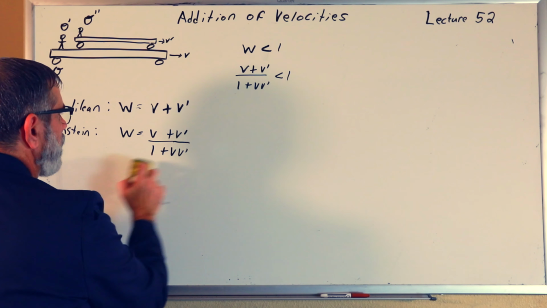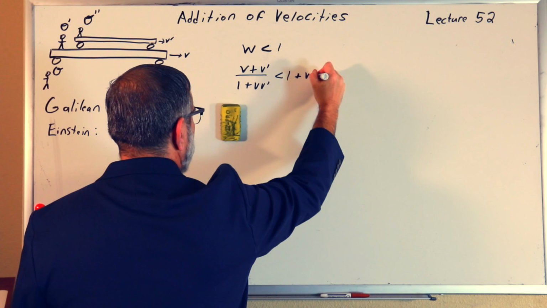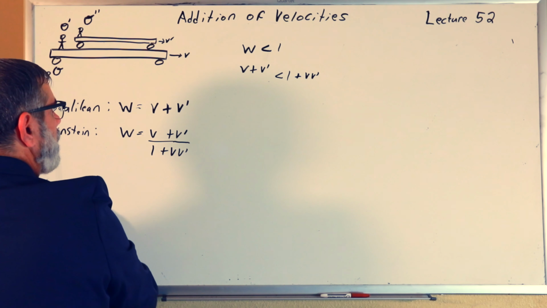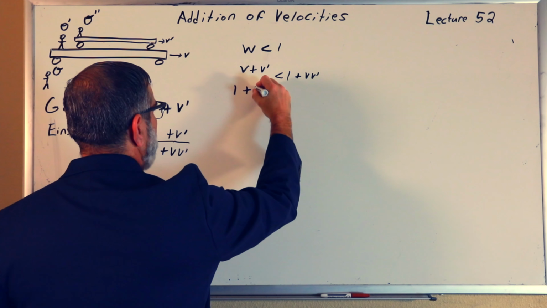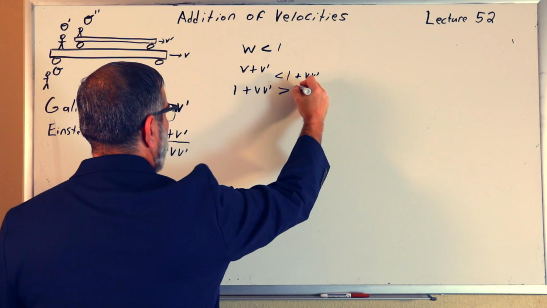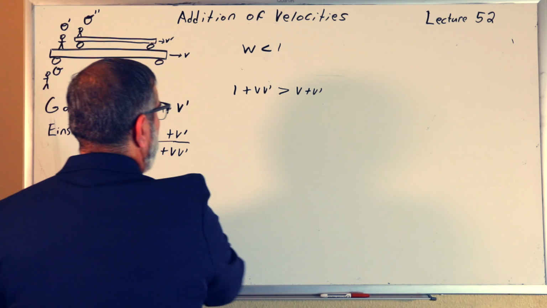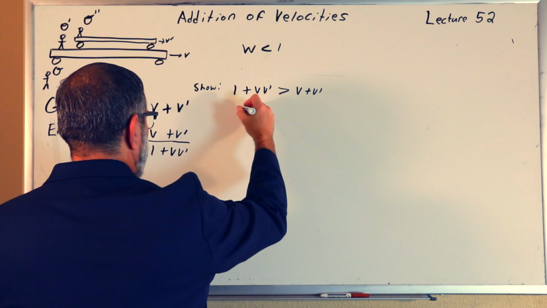But I can move the 1 plus V V prime over here, provided that V and V prime are both positive numbers. I'm just going to rearrange it a little bit and write it this way: 1 plus V times V prime is greater than V plus V prime. And so that is what we need to show. Okay? And here's how we're going to do it. Here's the trick we're going to use.